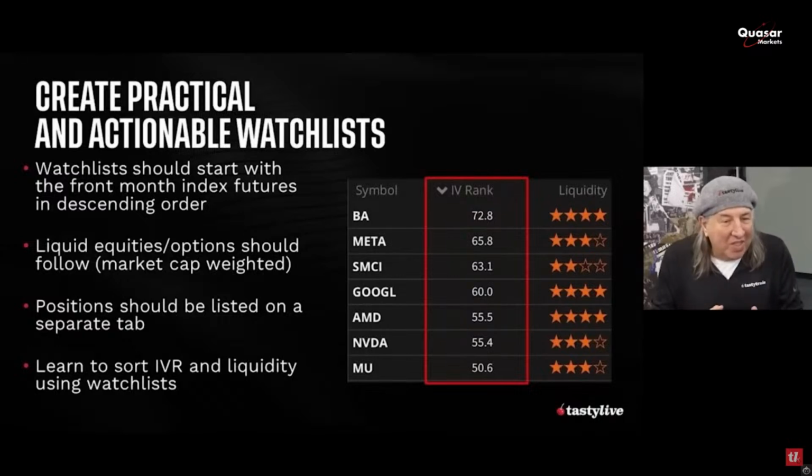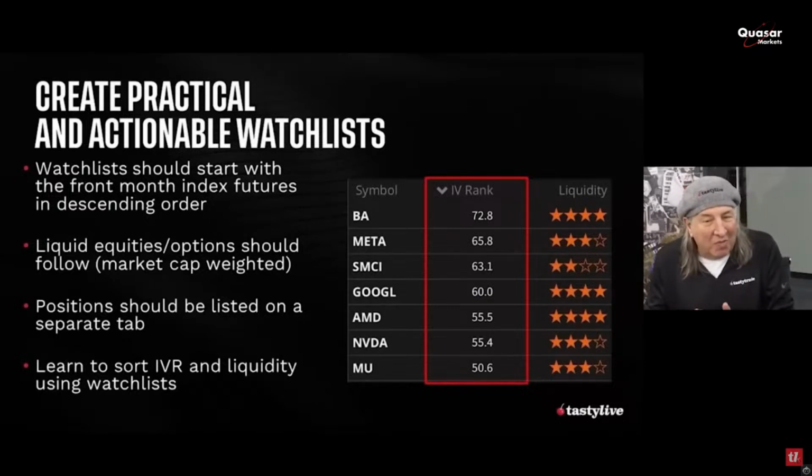So, for example, these are 7 different stocks in which I have some positions: Boeing, Meta, SMCI, Google, AMD, NVIDIA, and MU. But what I did was I sorted these not in alphabetical order or anything like that, but by IV rank. And then I also included the next column over by liquidity.